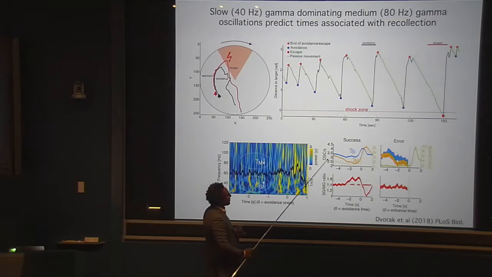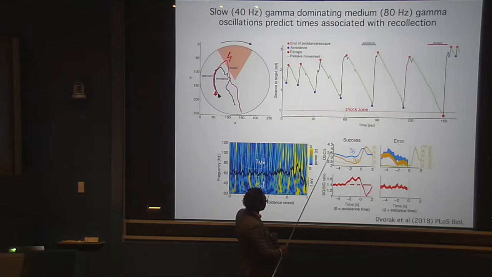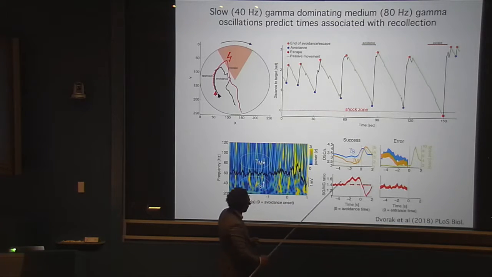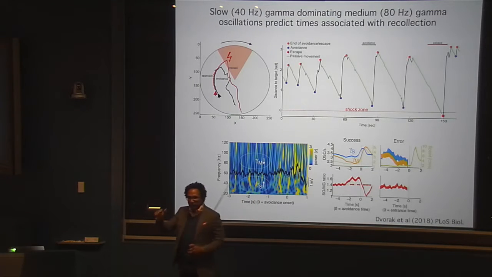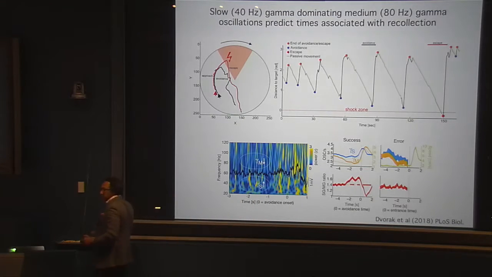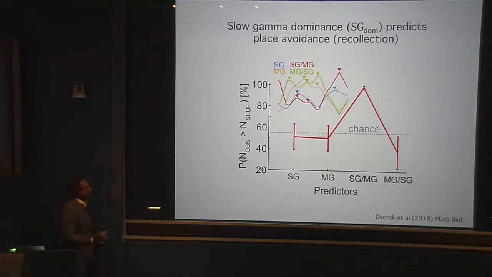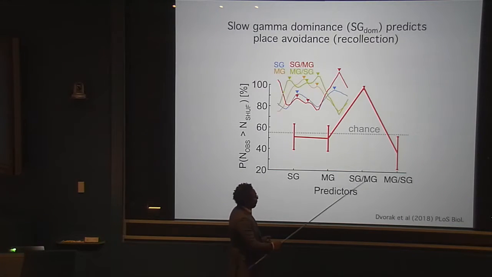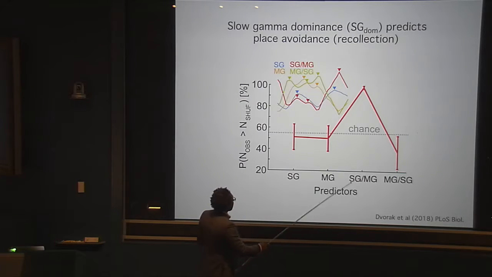And when the animal is successful, you see more of this slow gamma compared to this medium frequency gamma. And when the animal makes an error, you can take the ratio of these two and you get this plot. When the animal makes an error, you don't see this change. So that's making us feel comfortable, at least, that this has something to do with the animal being able to escape. And in fact, you can use this ratio of the slow gamma over the medium gamma when that is high.